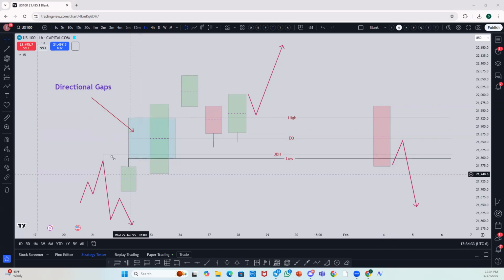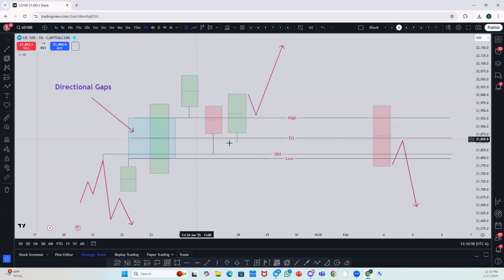So the key levels associated with the directional gap are going to be the low and the high of the gap, the 3-bar high or low that we close above or below, because that can be a sensitive price level. And then always the EQ of our range.